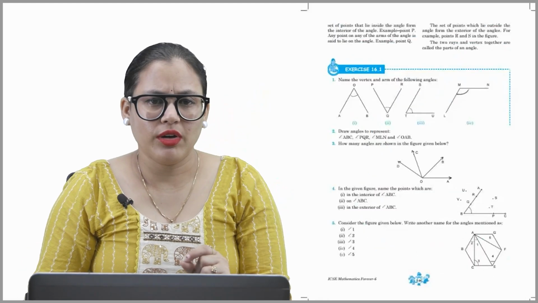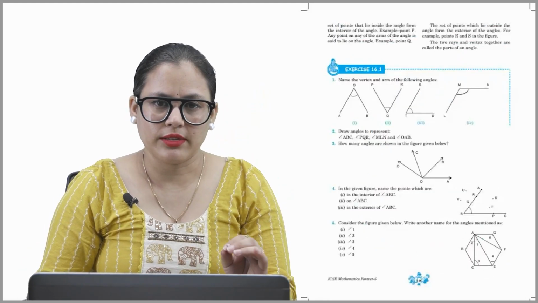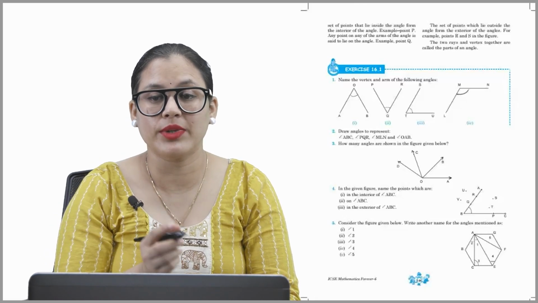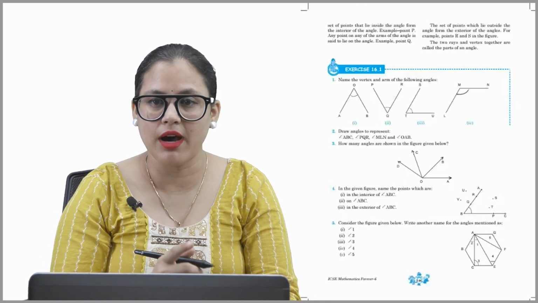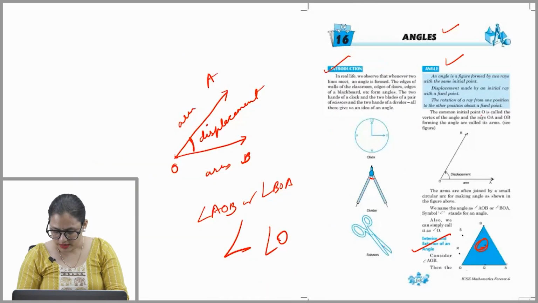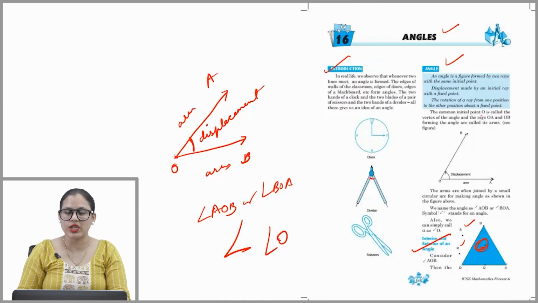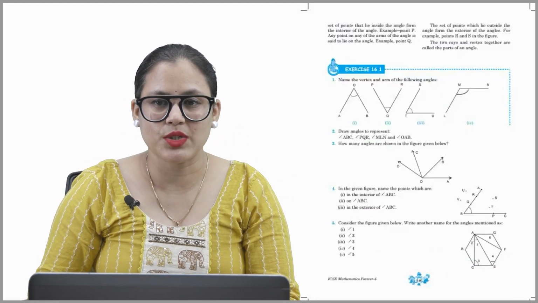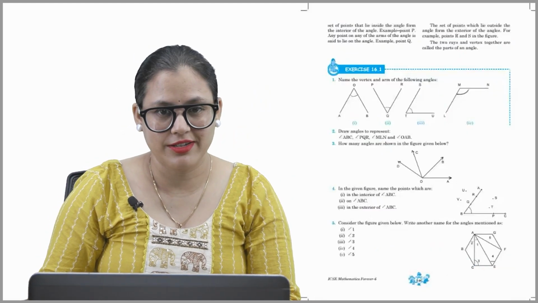Any point on any one of the arms of the angle is said to lie on the angle. Example, point Q. The set of points which lie outside the angle form the exterior of the angle. For example, points R and S in the figure. As you can see here, points R and S. These are the exterior points of the angle. The two rays and vertex together are called the parts of an angle, right?